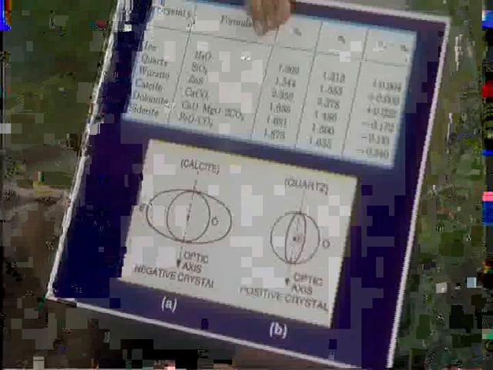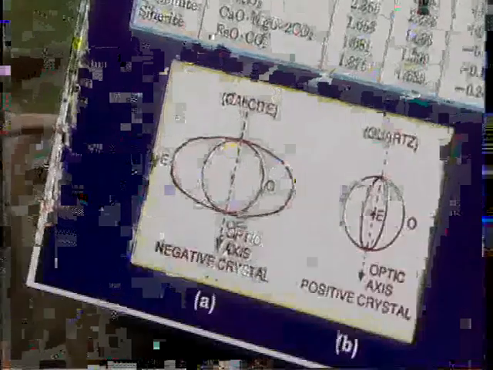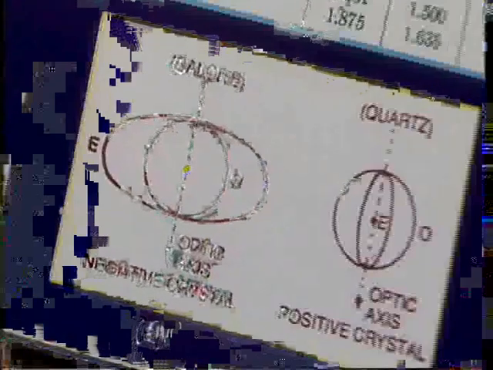Now, coming to calcite, calcite is a negative crystal. As we have already seen, along the optic axis, both the ordinary ray and the extraordinary ray travel with the same speed. Both the ordinary and extraordinary ray travel with the same speed.